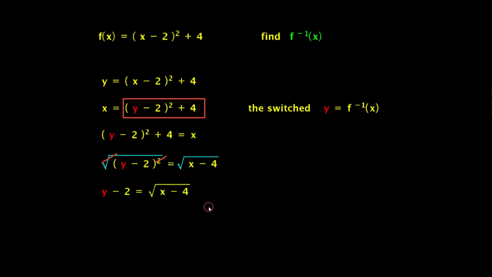minus 4. Now we have to get rid of the 2 from the left side. Add 2 on both sides, or move the 2 to the other side and make it positive. So the 2 moves to the right-hand side and becomes +2. It's done. This value is the f inverse of x. So f inverse x is square root of x minus 4 plus 2. And we are done.